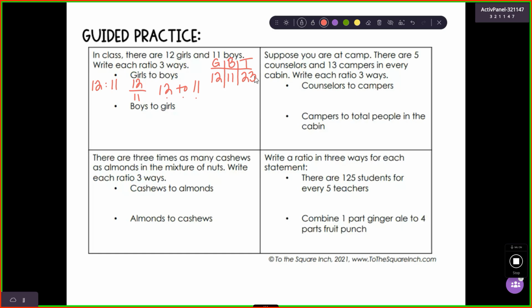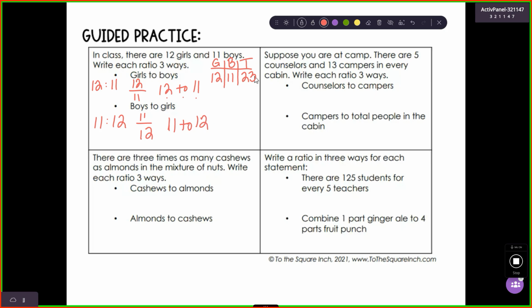Now, order matters. They changed it. Boys to girls. So now it's going to be 11 to 12. The value of the ratio is written as 11 out of 12. And then 11 to 12.